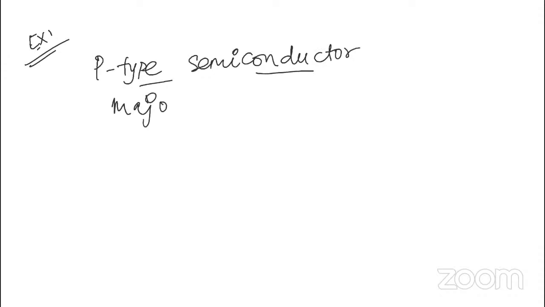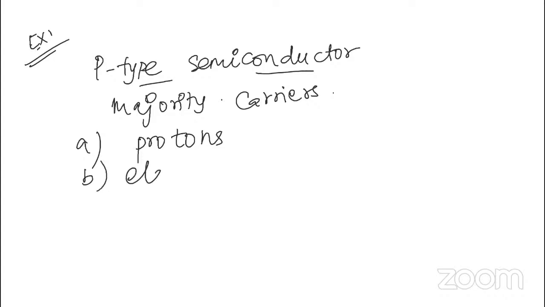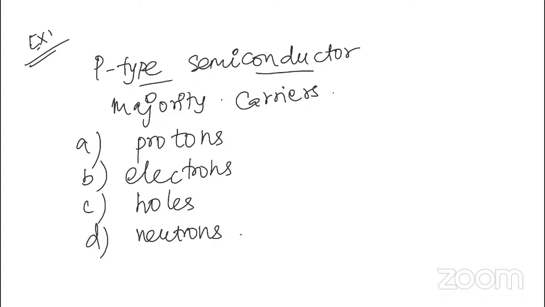Okay, so here in this question they are asking, in p-type semiconductors, what will be the majority carriers? Here they have given 4 options: A protons, B electrons, C holes, and D neutrons. Yes, electrons and holes. So the other 2 options, don't bother about them, cut them. Okay, just concentrate on either B or C. Which one is the right one?